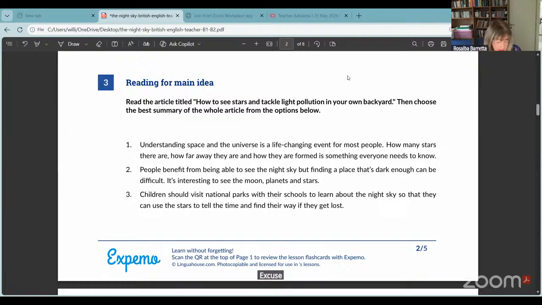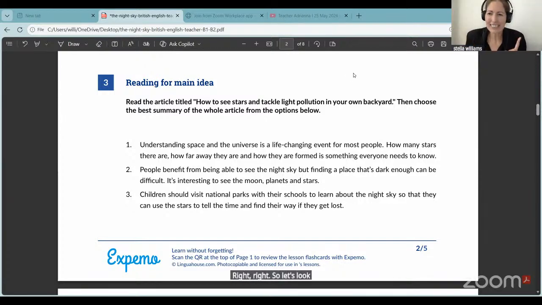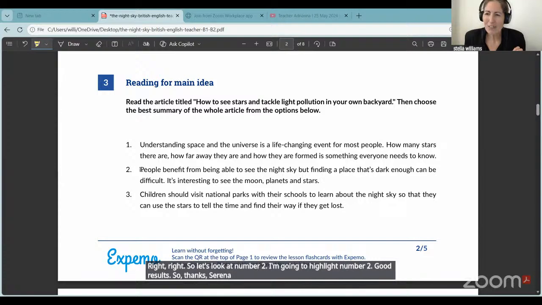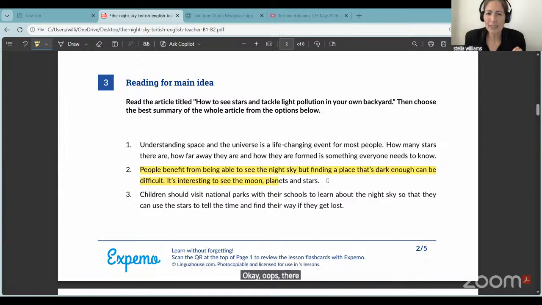Excuse me, I think that the night sky reminds us that there is a much bigger world around us. Yeah. Right. So let's look at number 2. I'm going to highlight number 2. Good, Rosalba. So thanks, Serena. But we're going to go with option number 2 there. Not all of it, sorry. I don't want to highlight all of it. Let me just undo that. So I'm just going to highlight number 2.